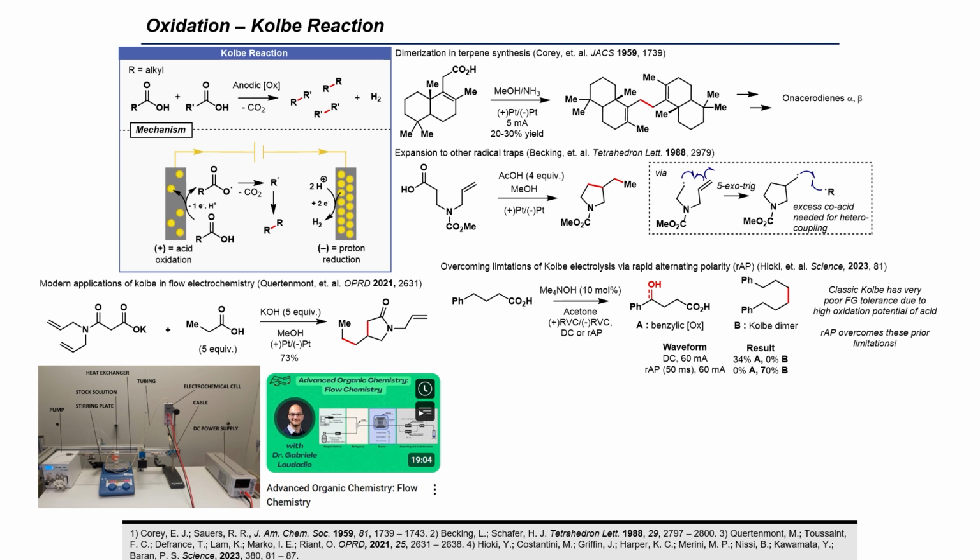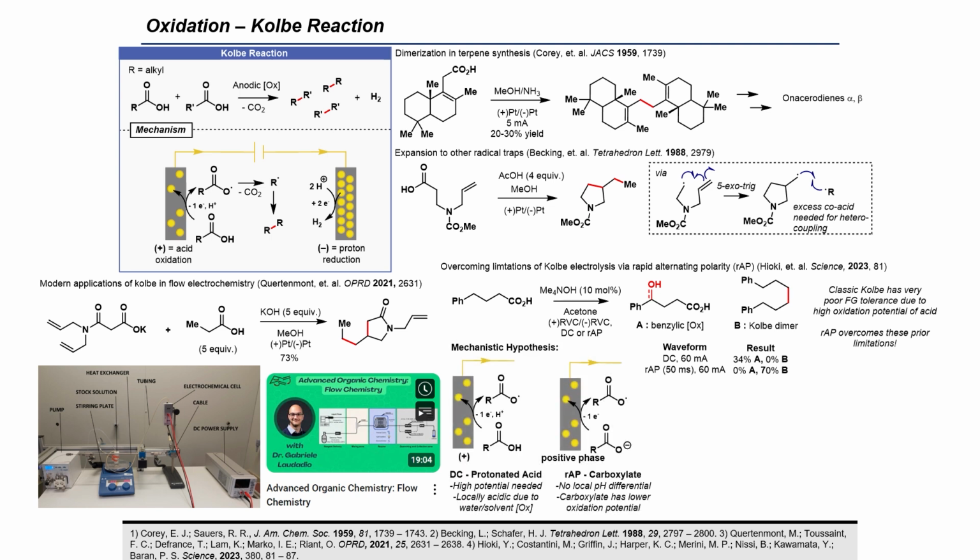So what's going on here? Well, most electrochemical reactions are run using direct current. In the Kolbe, this results in a high overpotential since the oxidative environment of the electrode is acidic due to water and solvent oxidation. Therefore, there is not much free carboxylate to undergo the oxidation. If the waveform is run under alternating current instead, then there is not sufficient time to build up a local pH difference, and carboxylate oxidation can occur at a much lower potential.